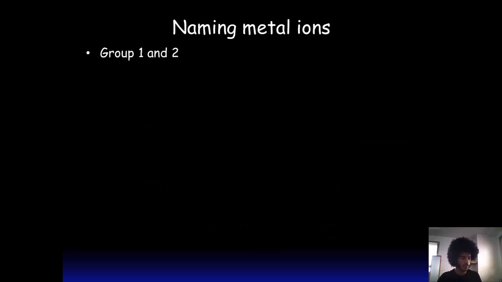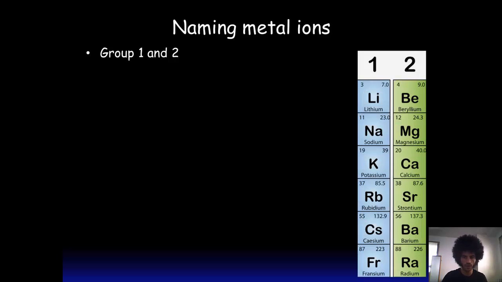So, how do you name these metal ions when they form these ionic substances? Well, let's look at group 1 and 2 first for metal ions. Group 1 and 2 is shown here on the right. Now these will always have a +1 or a +2 charge, and it depends on what group they're in. If it's in group 1 it's +1, if it's in group 2 it's +2, and it's related to the number of electrons they have to lose in order to have a full outer shell.